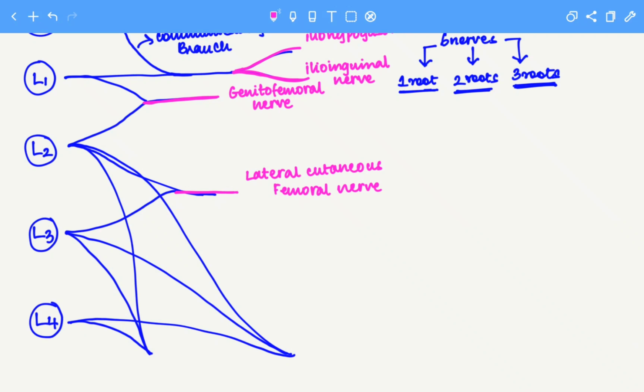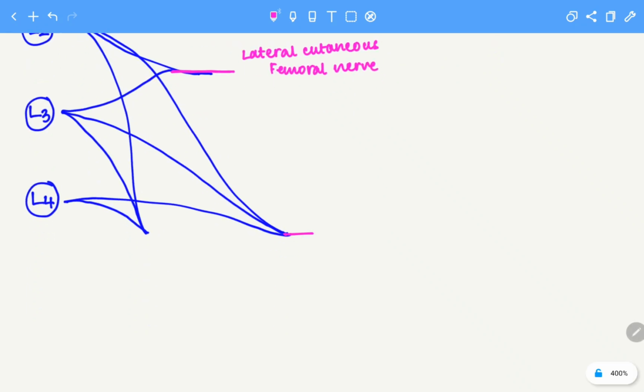From the lateral part, then we come to the anterior part of the thigh. The anterior part of the thigh is going to be supplied by the next nerve, which is the femoral nerve. So we have covered the lateral and the anterior portion of the thigh. Now we have to come to the medial part of the thigh. The medial part of the thigh is going to be innervated by this nerve, which is the obturator nerve.